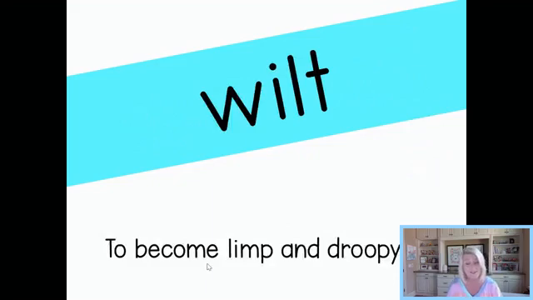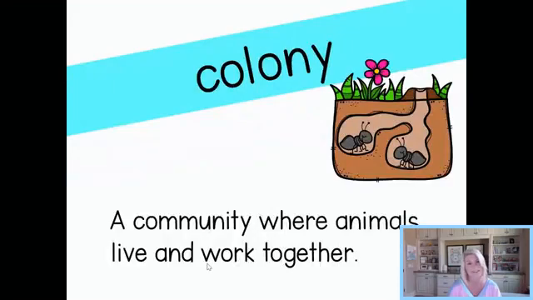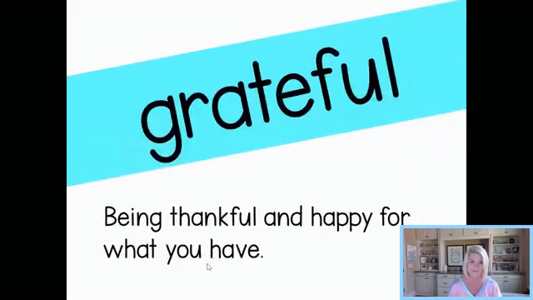Next is wilt. So you're going to hear the word wilt in this story. And when you hear that, it means to become limp and droopy. And then colony. A colony is a community where animals live and work together. Now, in this story, when they talk about a colony, they're going to be talking about an ant colony because one of the characters in the story, her name is Lucy, and she's a little ant who lived in an ant colony. So it's a community where animals live and work together.